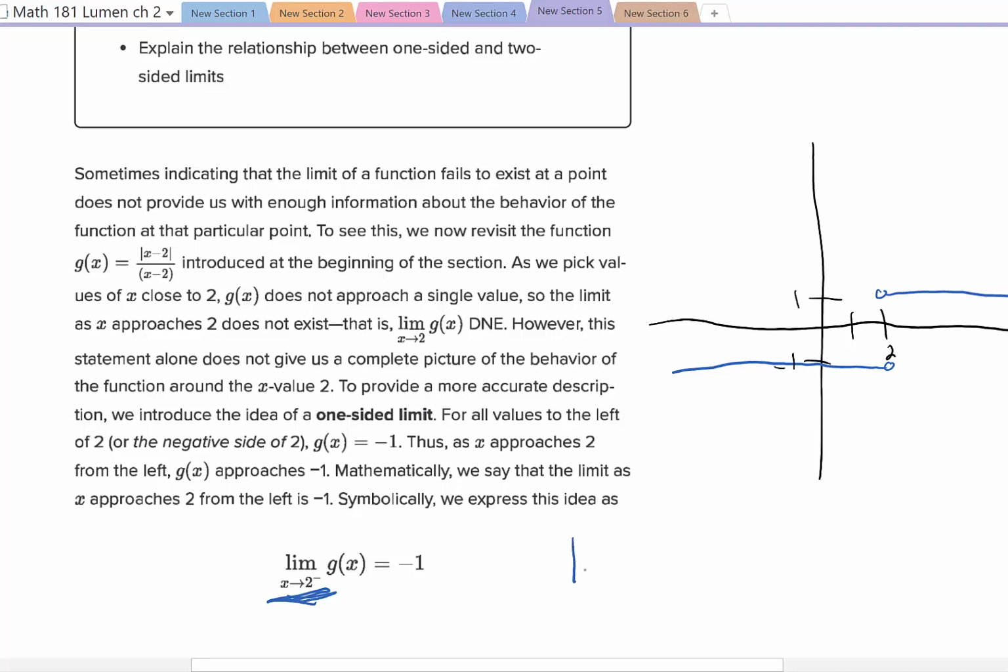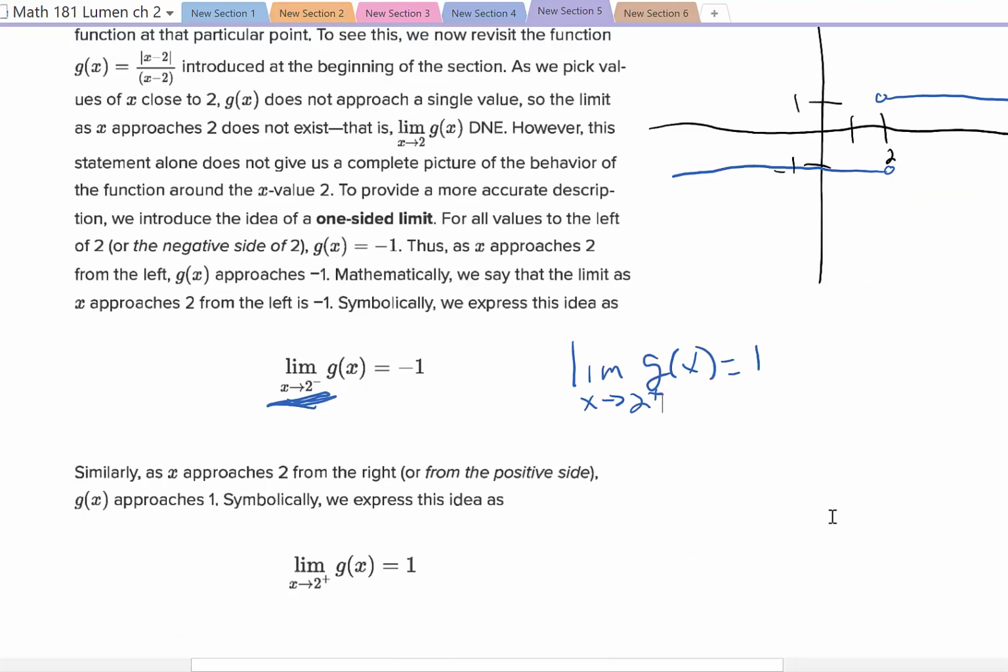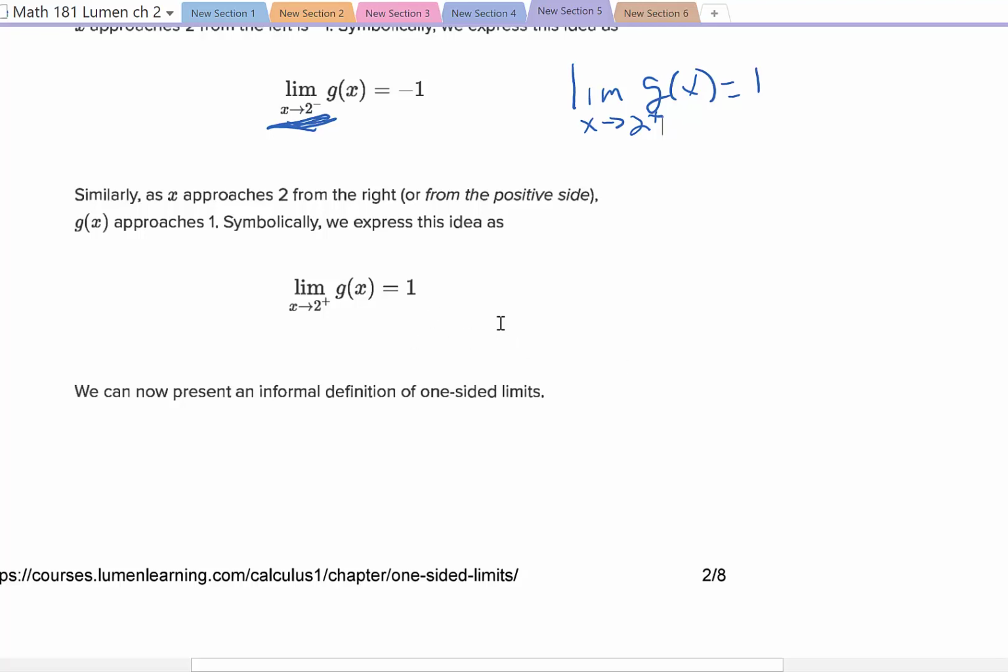Whereas if you want to get it from the right side, it'd be the limit... can anyone guess what this would be? Of g of x equals 1. That's as x approaches 2 from the right side, we put a little plus. So the left side has that minus there, and the right side has the plus. And that's how we distinguish which side of the particular value we're working with it's going to be. There it is from the right side.